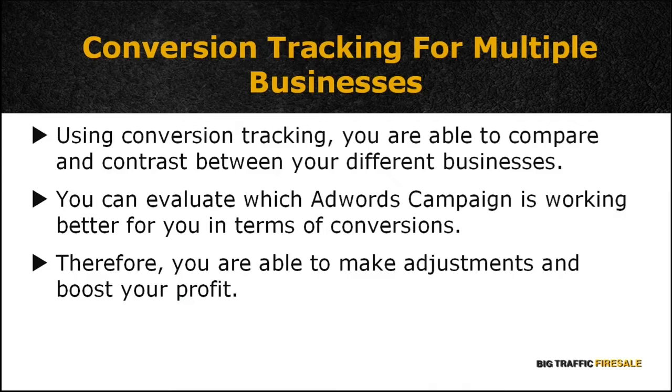How about if you have multiple businesses to take care of? Well, it surely can come in handy too. By using conversion tracking, you can compare and contrast between the two businesses and see which AdWords campaign is working better for you in terms of conversions. If you track that your Business A is converting relatively better than your Business B, you can decide on ways to improve by allocating more of your advertising budget to Business B, or you can make adjustments to your AdWords campaign to boost your profit in Business B even more.